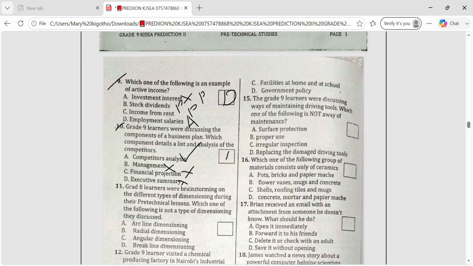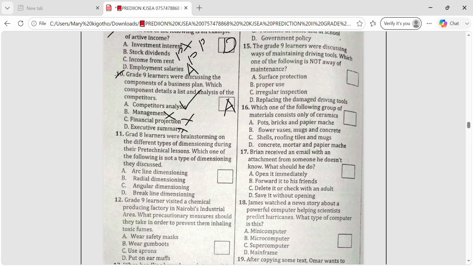So that's about the business plan. We go to the next question. Grade 8 learners were brainstorming on the different types of dimensioning during their pre-technical lesson. Which one of the following is not a type of dimensioning they discussed? So just recall the types of dimensioning. That is grade 8 work. And you can pause the video and try answering this question by yourself.